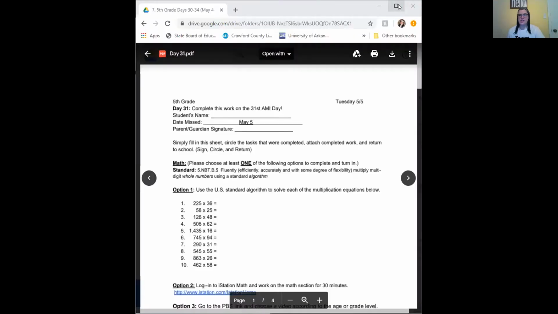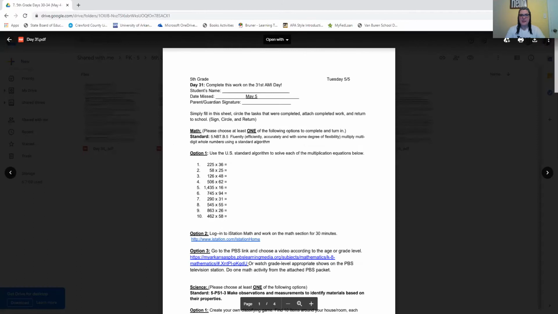I'll share my screen with you guys, and we will look at the options for math, and then we're going to solve some together. So I'm going to situate my screen. There we go. Okay, so to start off today, you're going to choose an option for math. So option 1 for math says, use the US standard algorithm to solve each of the multiplication equations below.